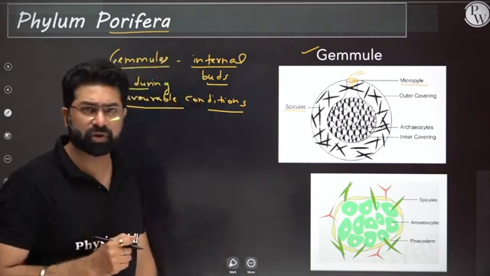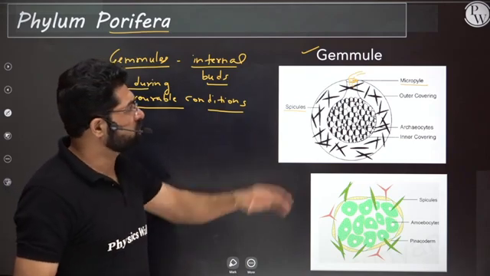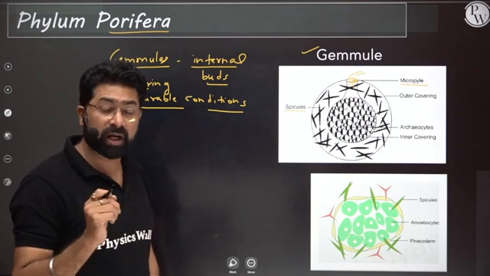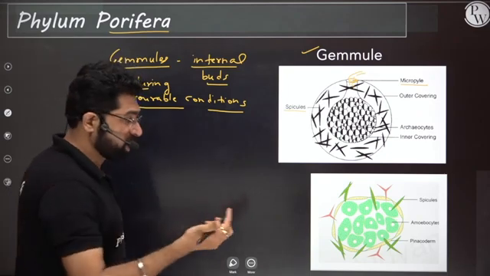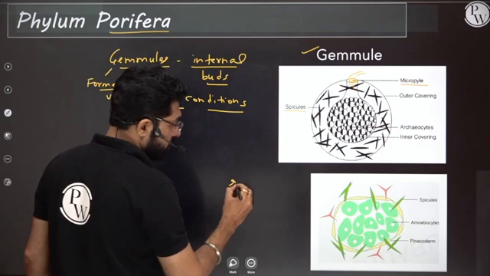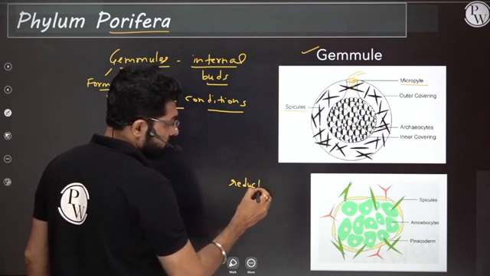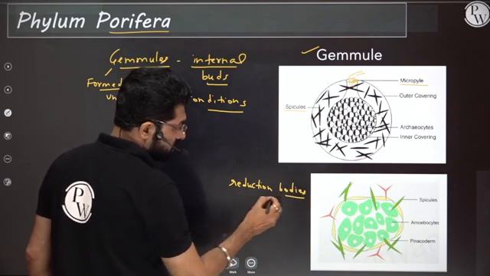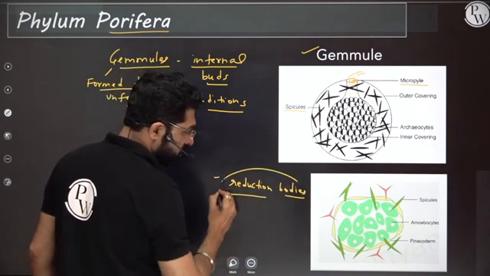But one very important question comes. How is this gemmule formation different from the formation of reduction bodies? So what are reduction bodies? These are reduction bodies here. What are these reduction bodies?